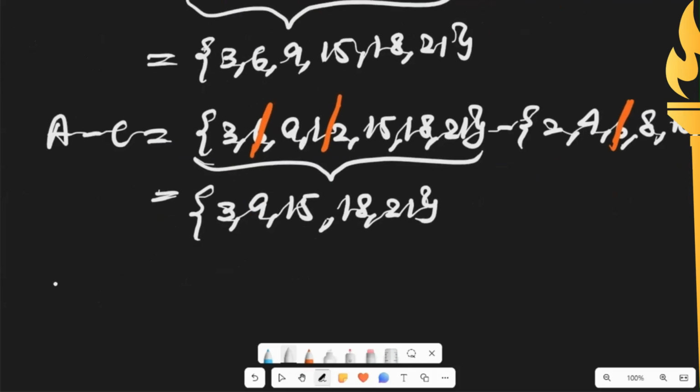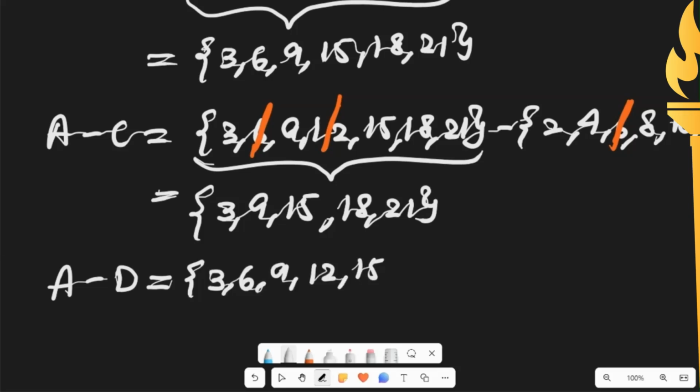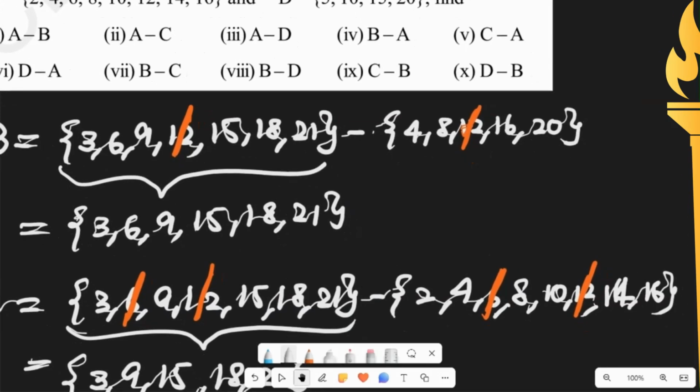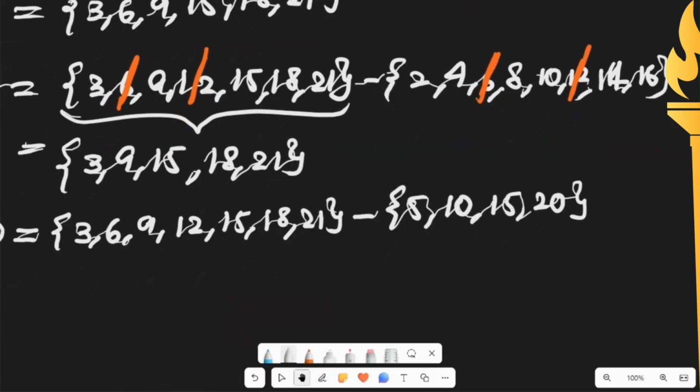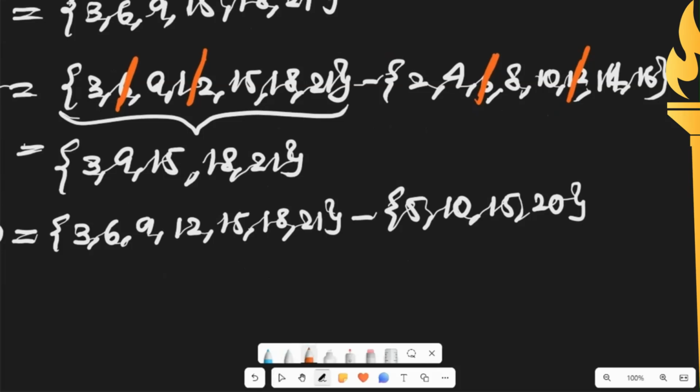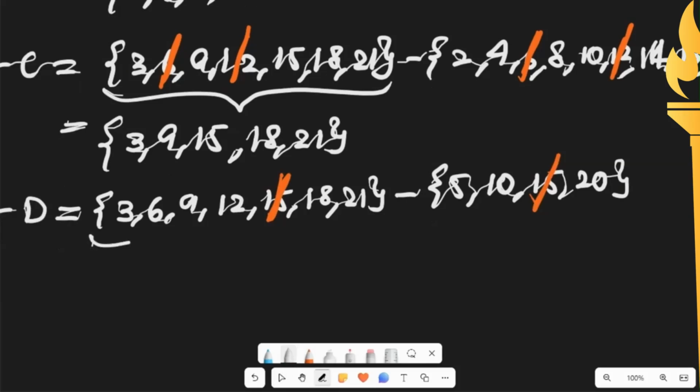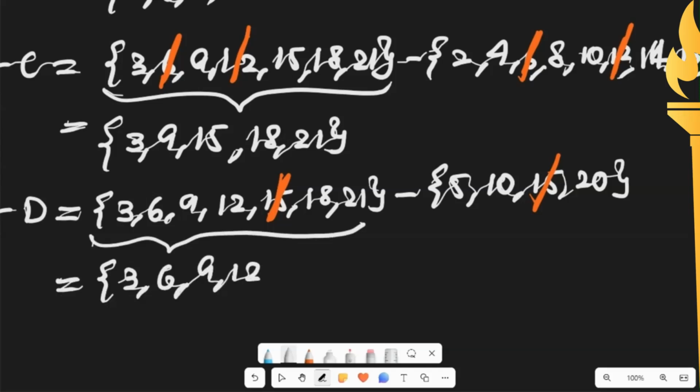Next we have A minus D. Let's write A set here: 3, 6, 9, 12, 15, 18, 21. Set D has 5, 10, 15, and 20. So minus 5, 10, 15, and 20. In both sets we have only one element common, that is 15. So if we subtract and write the answer, we would get 3, 6, 9, 12, 18, and 21.